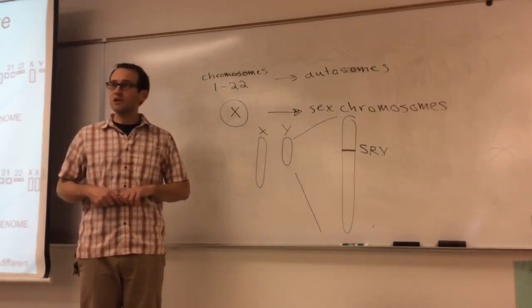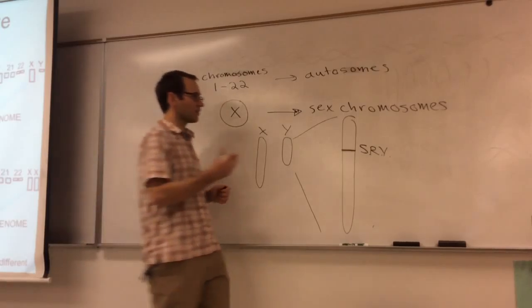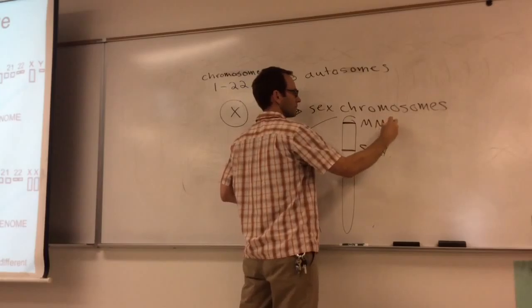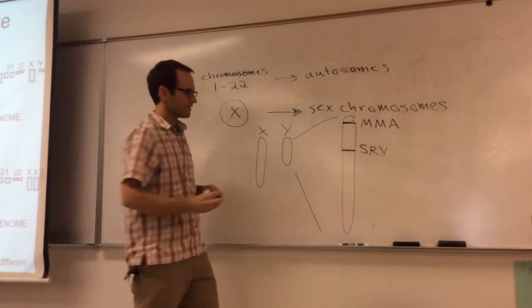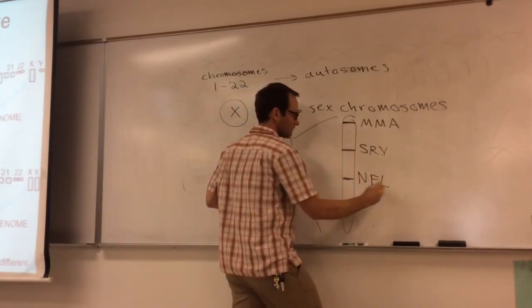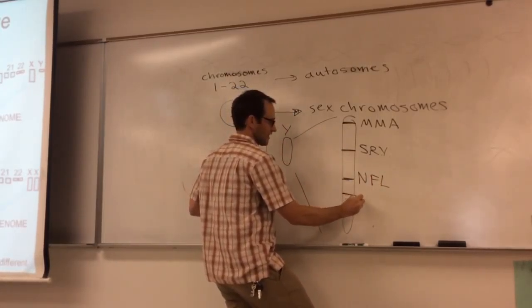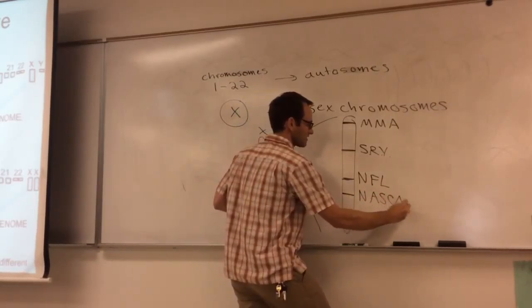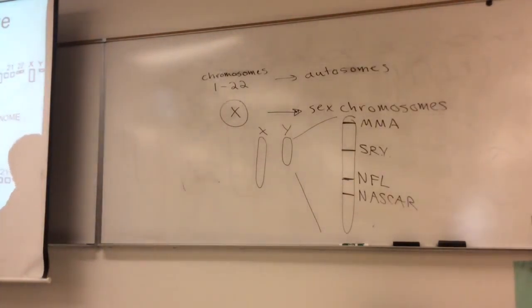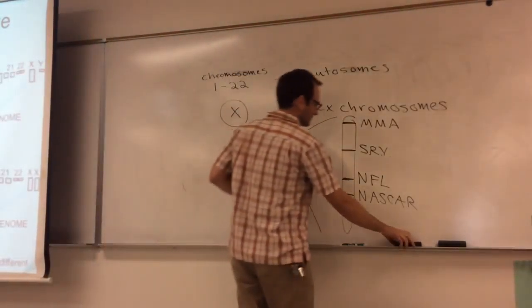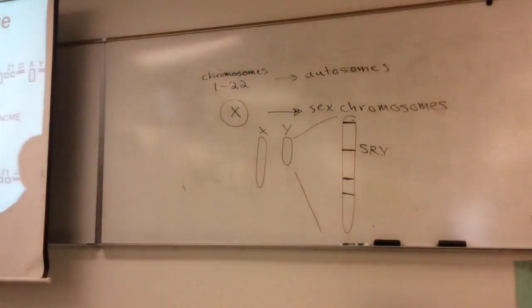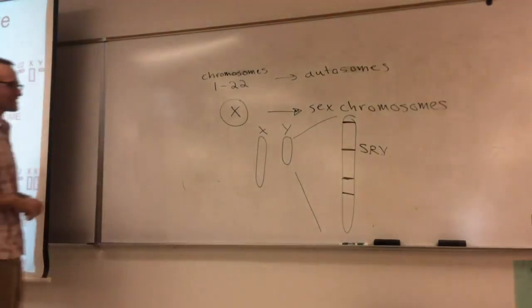The few other genes that are present on the Y, and there really aren't that many, there's one up here that goes by the acronym MMA, and there's one down here that goes by the acronym NFL, and then one NASCAR. Those are also genes found on the Y chromosome. Just kidding. Sorry. Shouldn't traffic in gender stereotypes here.